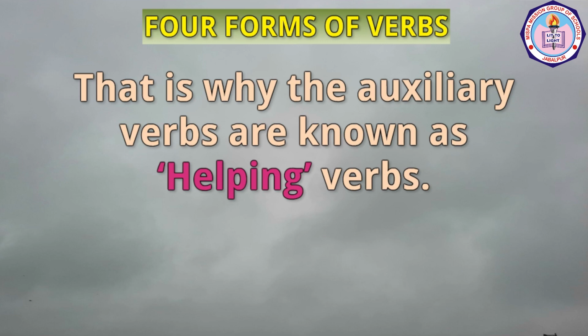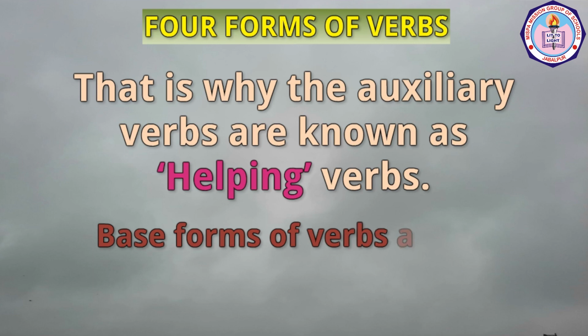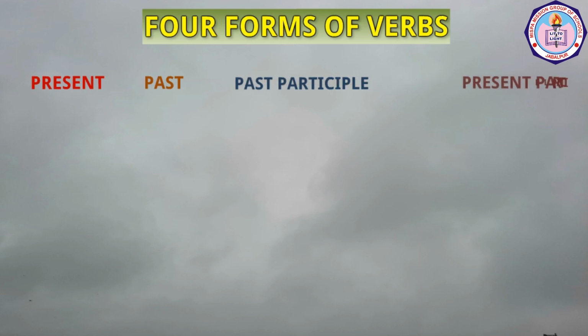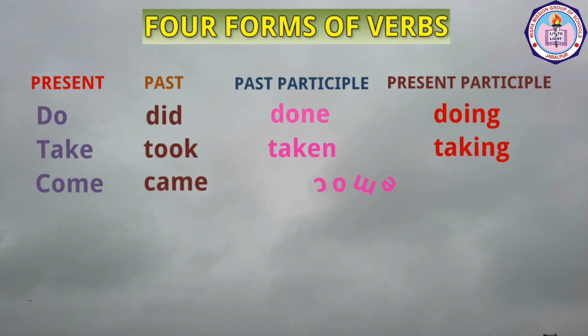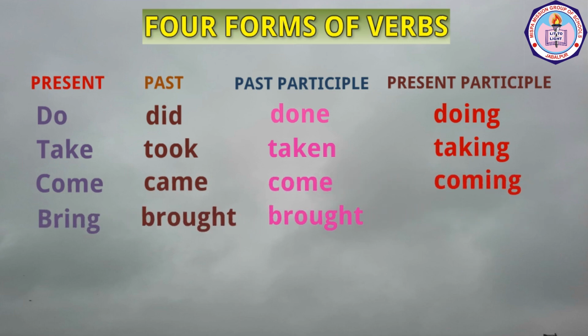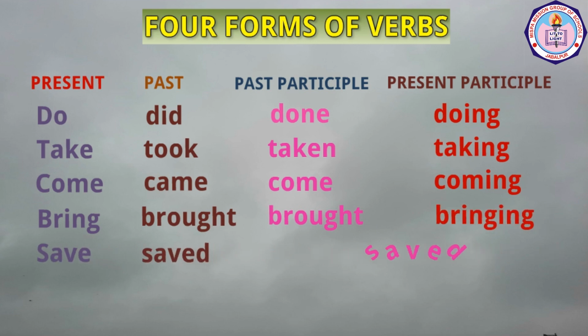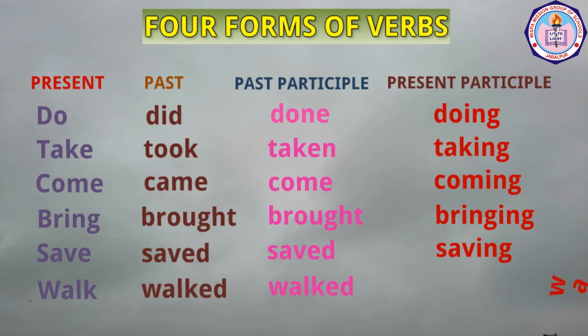Let us conjugate different base forms of verbs to know about them. Base forms of verbs are also known as verb roots: present, past, past participle, and present participle. Do, did, done, doing. Take, took, taken, taking. Come, came, come, coming. Bring, brought, bringing. Save, saved, saving. Walk, walked, walking.